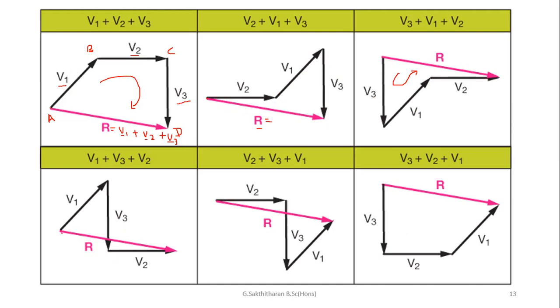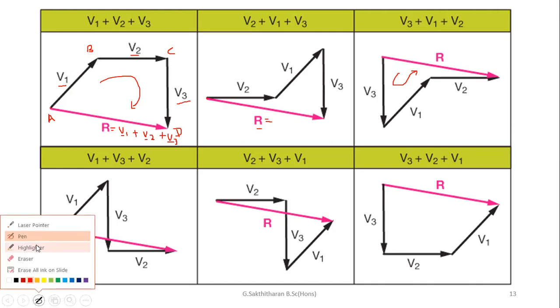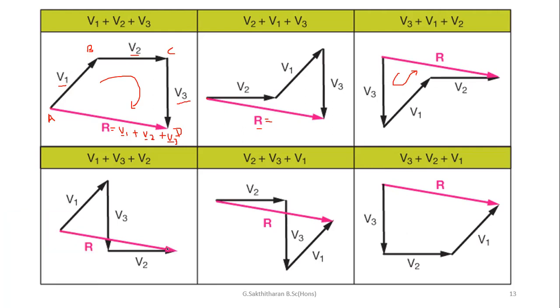Sometimes the vectors are like this. We can also write the resultant vector is V1 plus V3 plus V2. The vector starts from here and ends here. So the resultant vector acts between these two points, in this direction.